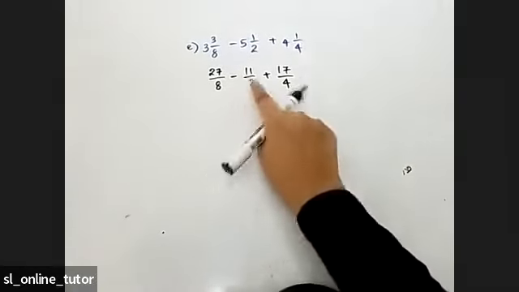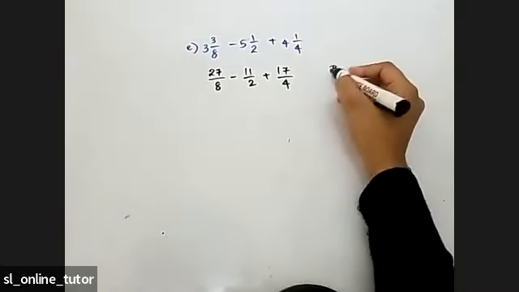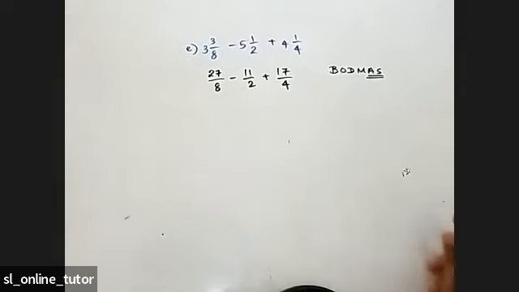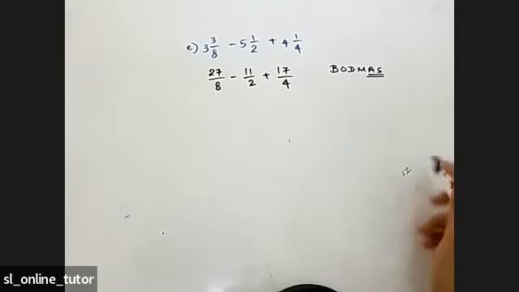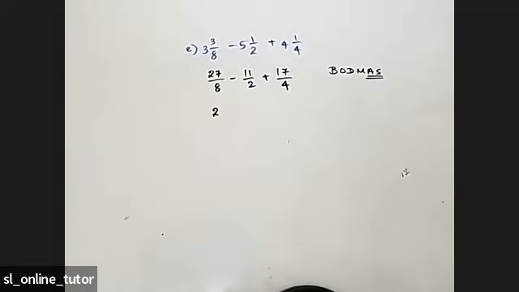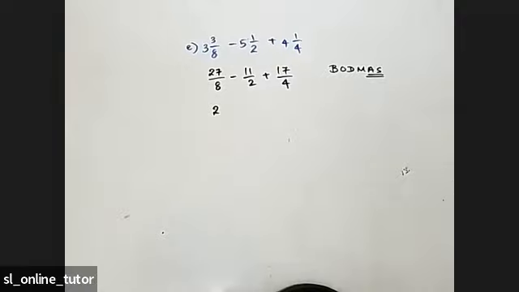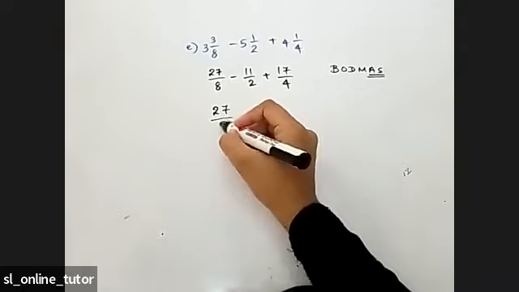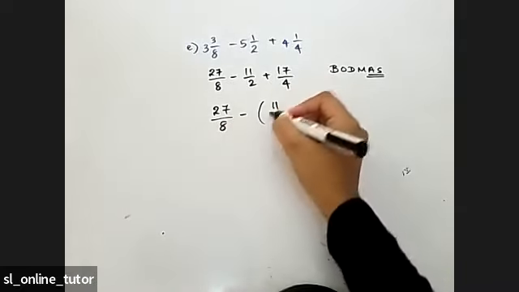Now you can see addition and subtraction both are there. Now we have to come to the BODMAS. What is first? Addition is first. So what we have to do? We have to solve the addition part. So now this is subtraction part, right? So if you want to solve the addition part, what is it? This is the addition part. So 27 upon 8 minus, we'll solve this one.